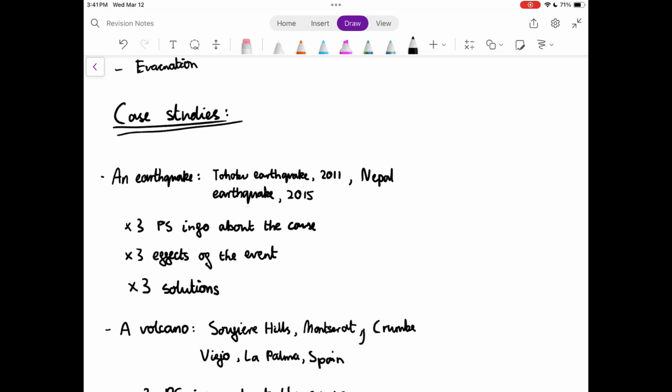You should also include 3 effects of the event on both the people and the environment. And you should also include 3 solutions. So that means the mitigation strategies to reduce the impacts of earthquakes.